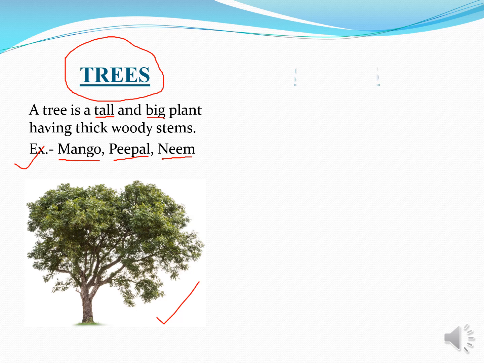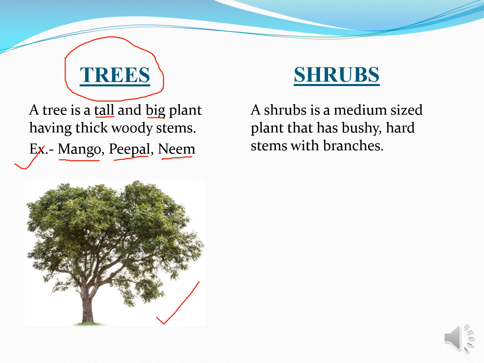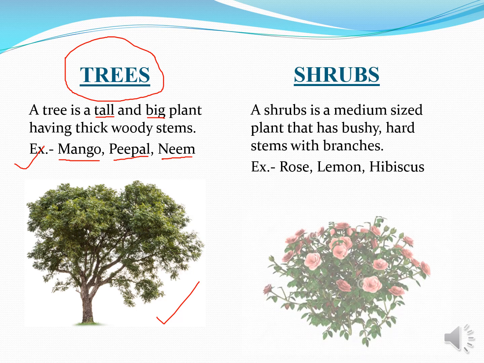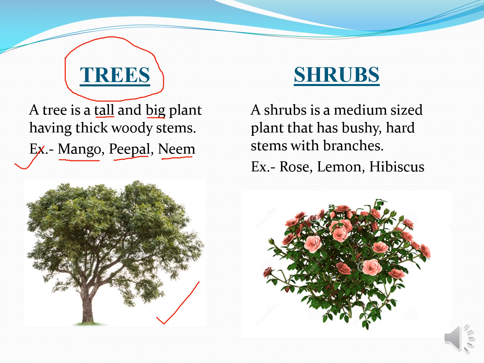Now next will be shrubs. What is a shrub? A shrub is a medium-sized plant that has bushy hard stems with branches. You can say, children, although these stems are hard, they are flexible. Examples are rose, lemon, hibiscus. These are examples of shrubs.